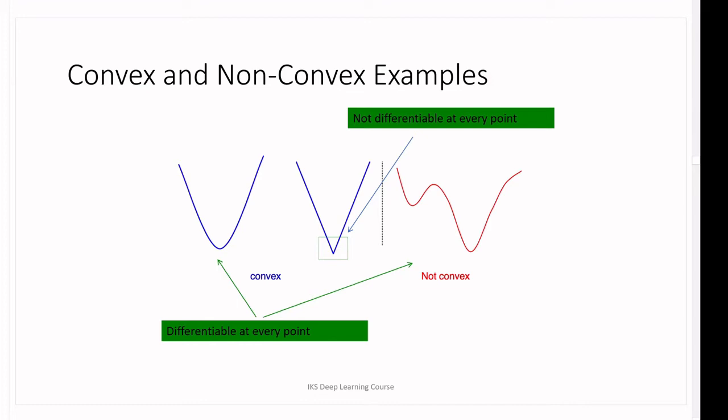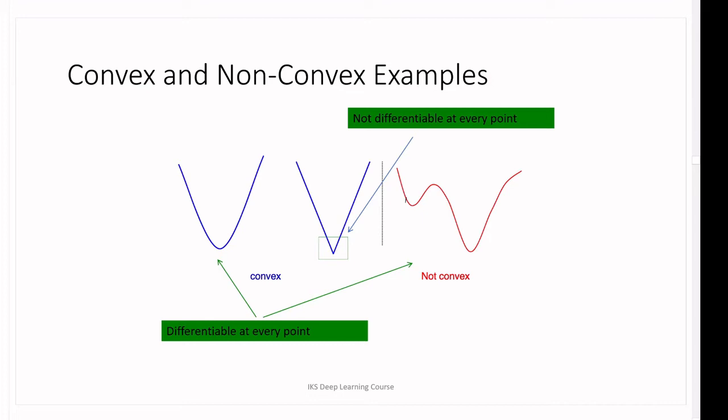The rightmost curve is what we call a non-convex function. And in this case, you can see that in the example shown, there are 2 minima. One you can call the local minimum, and one you can call the global minimum. And in general, a non-convex function might have multiple minima. The curve in the middle is a convex function, but it is not differentiable at every point. For example, at this point, it is not differentiable. Now, just to remind you of the definition of a convex function.